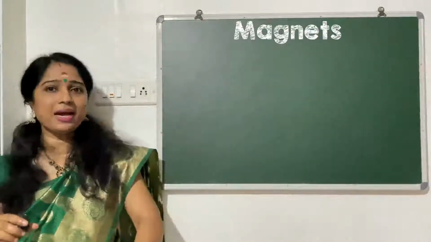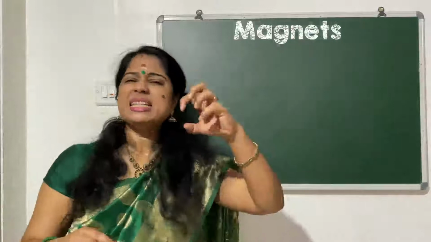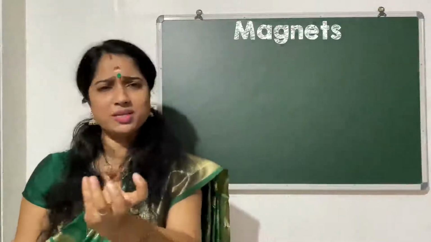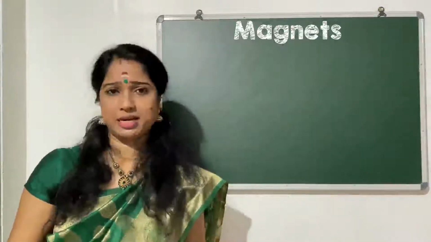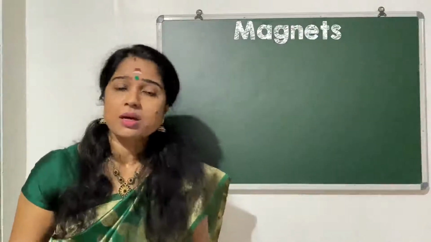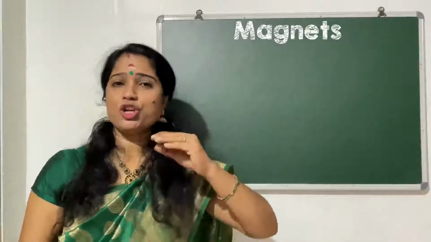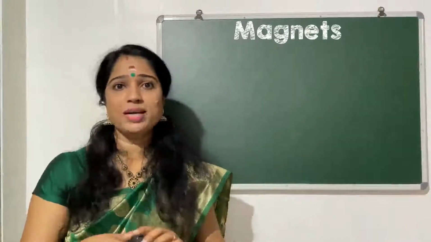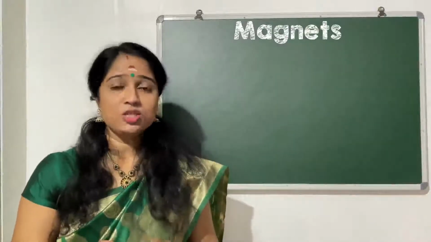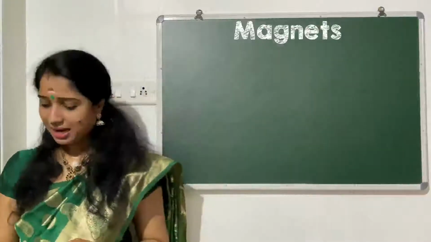So this is the first method for making a temporary magnet. But this temporary magnet, as the term indicates, can have the magnetic property only for a short period of time. Afterwards, what will happen? Yes, it will lose its magnetic property. Clear? Yes, for a short period of time only they have their magnetic property. So that is the first method for making a temporary magnet.